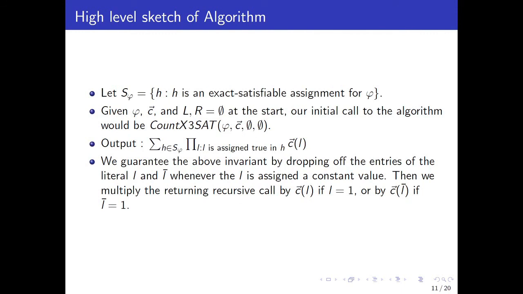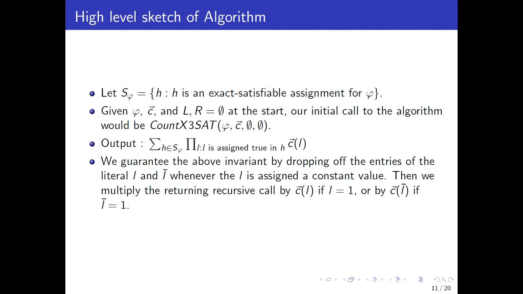So now let S of phi be denoted as the set of exact satisfiable assignments for phi. Given phi, cardinality vector C, and L and R, which are set to the empty set at the start, our initial call to the algorithm would be count X3SAT, phi, cardinality vector C, and two empty sets. Now, the output of our algorithm is the summation, for each exact satisfiable assignment in S of phi, of the product of the cardinality vectors of the literals that are set to true based on this exact satisfiable assignment.